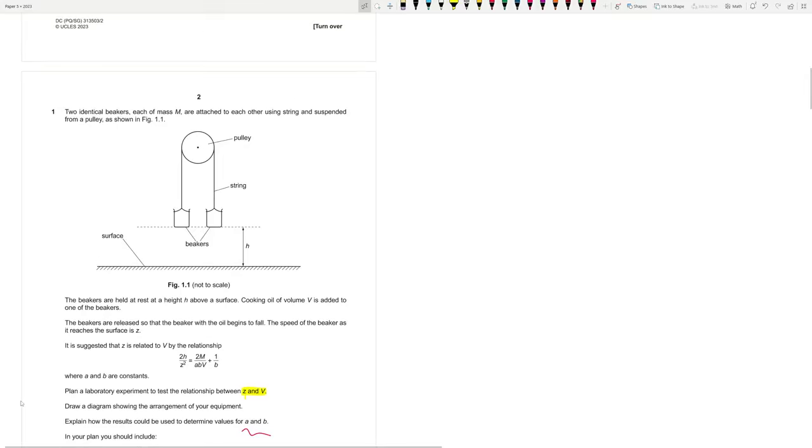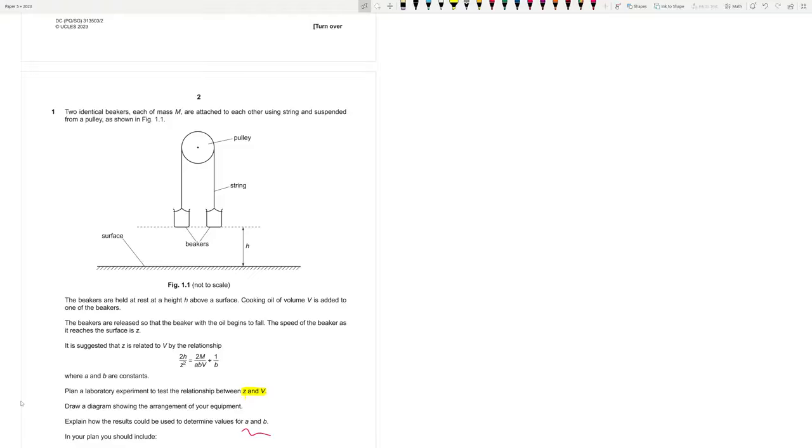Starting with question 1. Two identical beakers, each of mass m, are attached to each other using string and suspended from a pulley as shown in figure 1.1. The beakers are held at rest at a height h above the surface. Cooking oil of volume v is added to one of them. Okay, so this is like mechanics, pulleys.